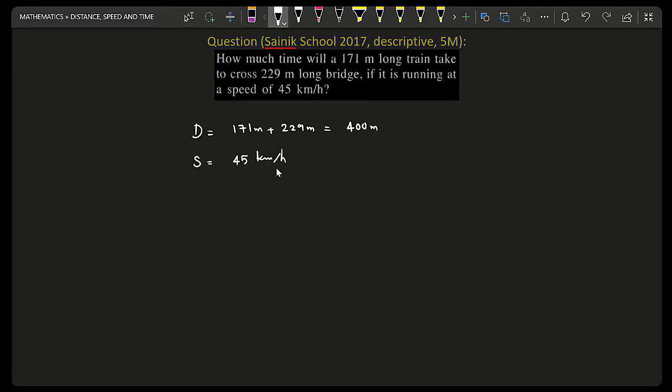Time formula? Sir, distance by speed. Okay, can I substitute? Sir, no, the units are not equal. Very good. Units are not the same. Do you want to convert both of them to meters or kilometers? Meters. Kilometer per hour, how can you convert into meter per second? So 18 by 5. Again, wrong answer.